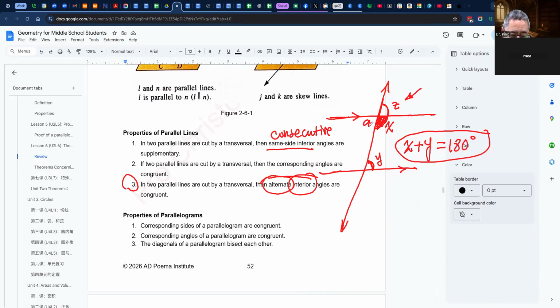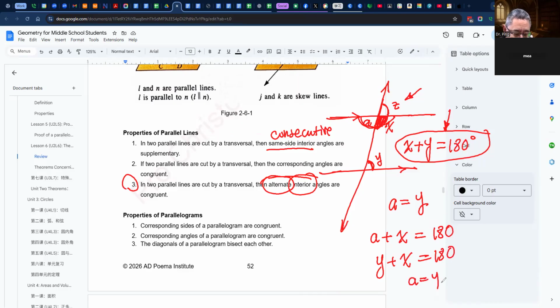A. And this property tells us that A is equal to Y. Again, we're going to use the first property here. We know that X plus Y is 180, and we can see that X plus A is 180 because they're on the same line. So A plus X is 180, and also Y plus X is 180. Therefore, A is equal to Y. As long as property 1 is true, then number 2 and number 3 are both true. Good?